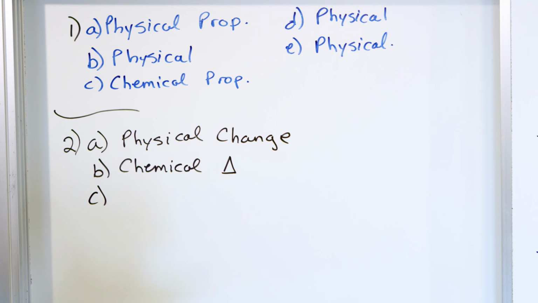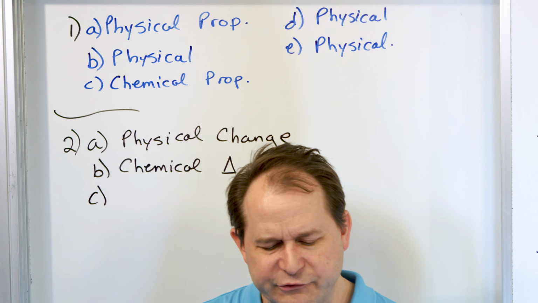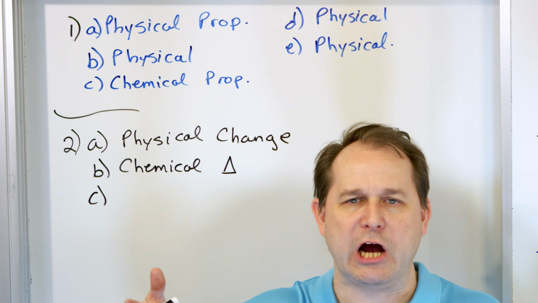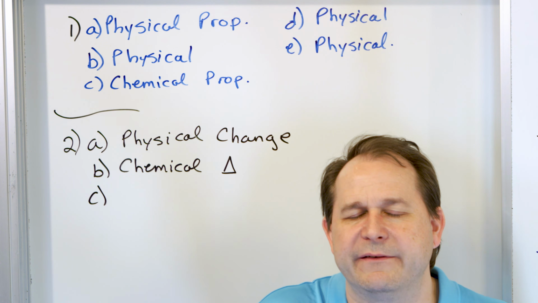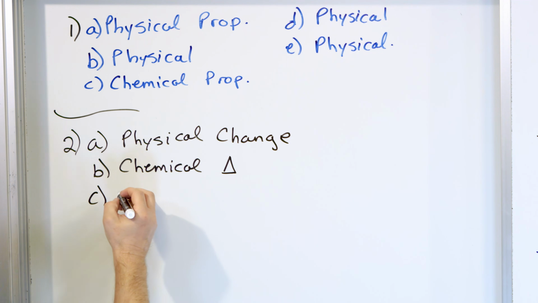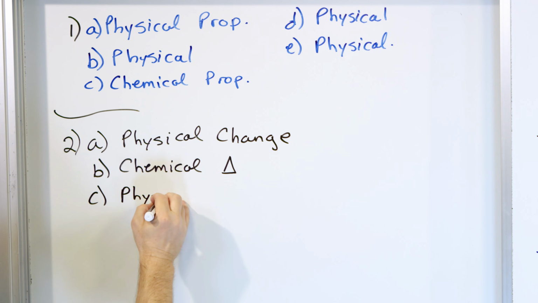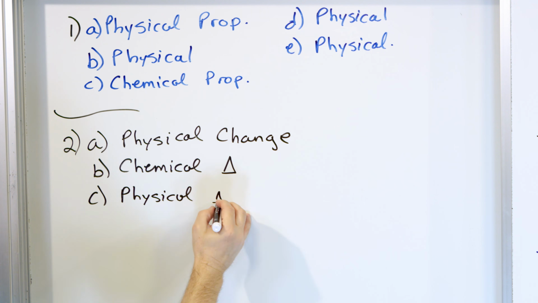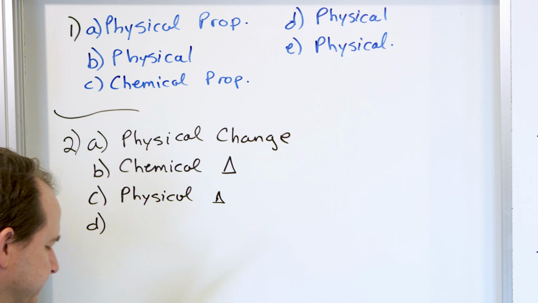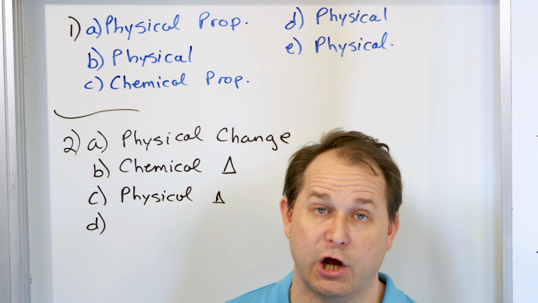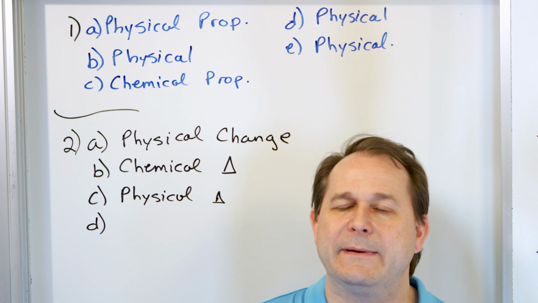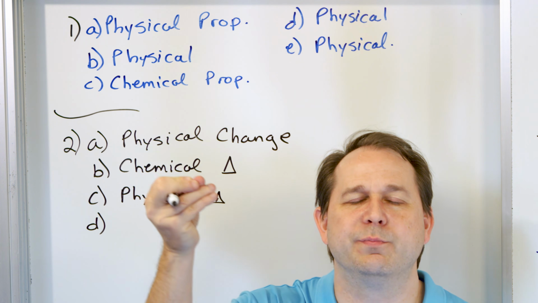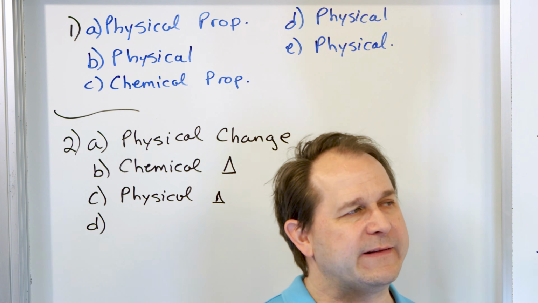All right, part C, chopping a log. So here I have a log, I chop it in half. Is that a chemical change or a physical change? It's just changing its appearance, its size. So that's obviously a physical change. And then part D is burning a log. Burning a log is when you combine oxygen with the log and it totally changes it chemically to something different, CO2 plus H2O usually, and so that's a chemical change.